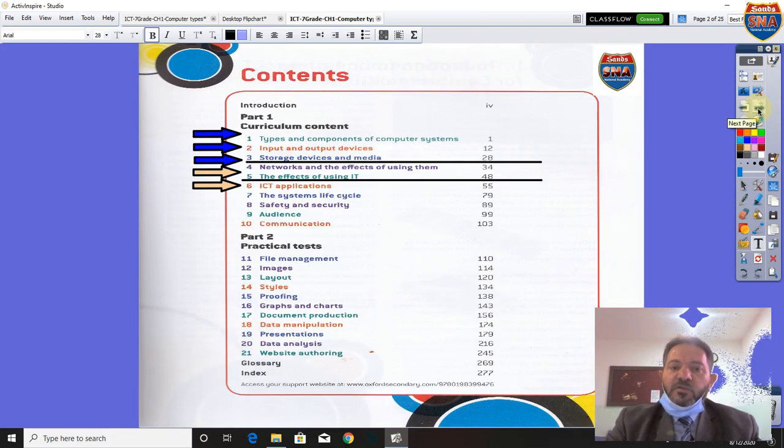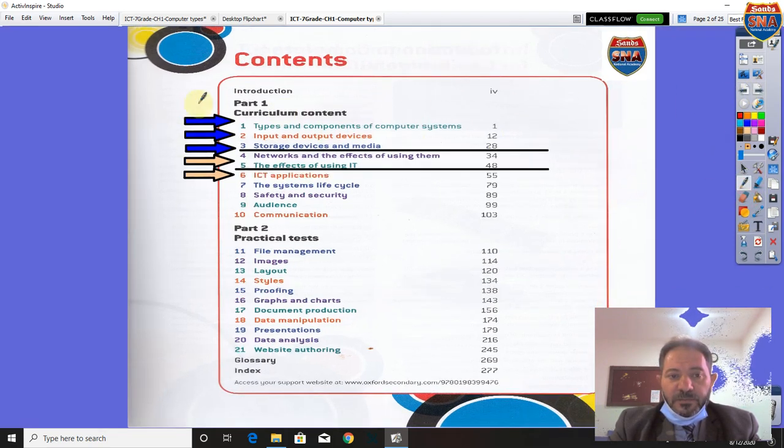As we see here, we have two parts, the theoretical part and the practical part. I will start with the theoretical part. The first semester of 2020 will include the first three parts: types and components of computer systems, input and output devices, storage devices, and media.